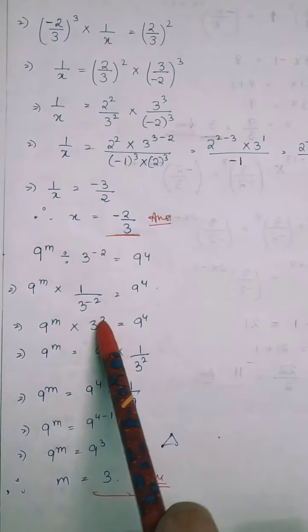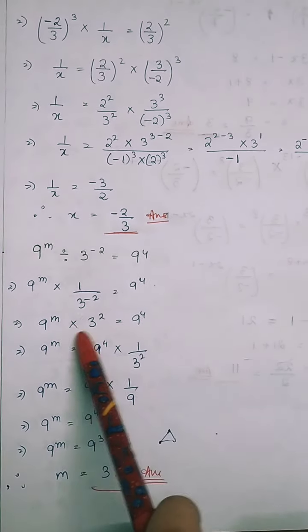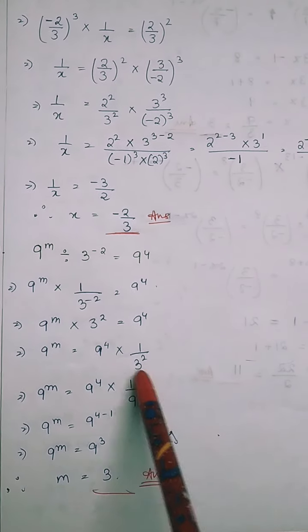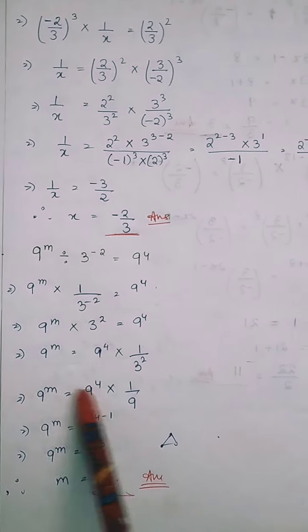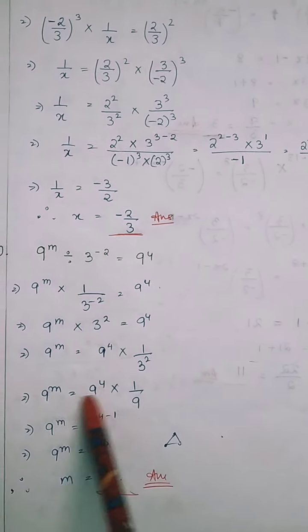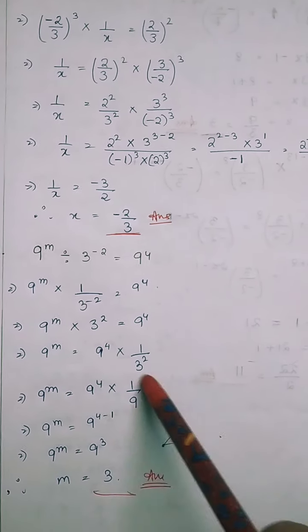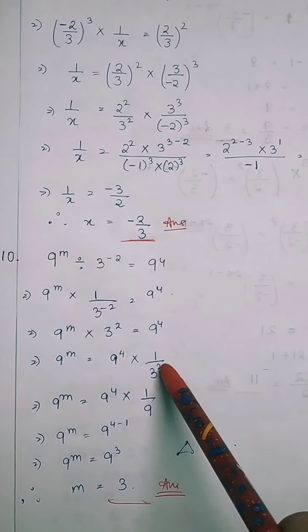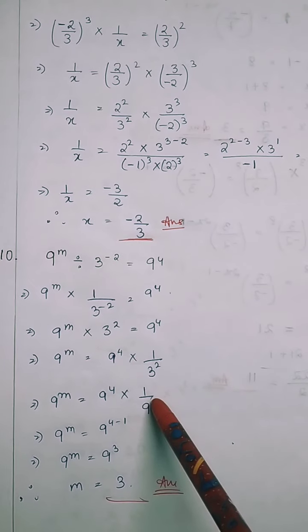Okay, now this number will come over to the other side, so it will be divided. Here it is multiplied, so it will be divided over here, so it will become multiply 1 by 3 square. Now here we can see that two numbers are in 9 and we want to find the value of 9 to the power m. So that's why convert this number also in terms of 9. Okay, so for converting, just write 3 square will be 9 only. So write 9. It doesn't have a power, it means 1 is the power.